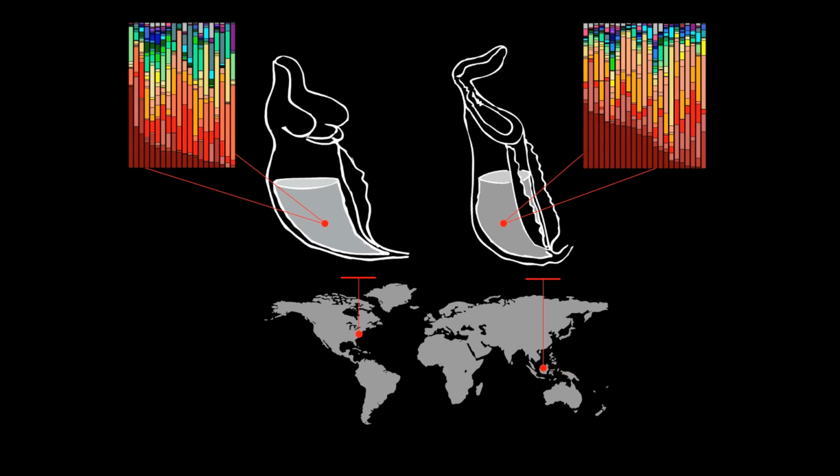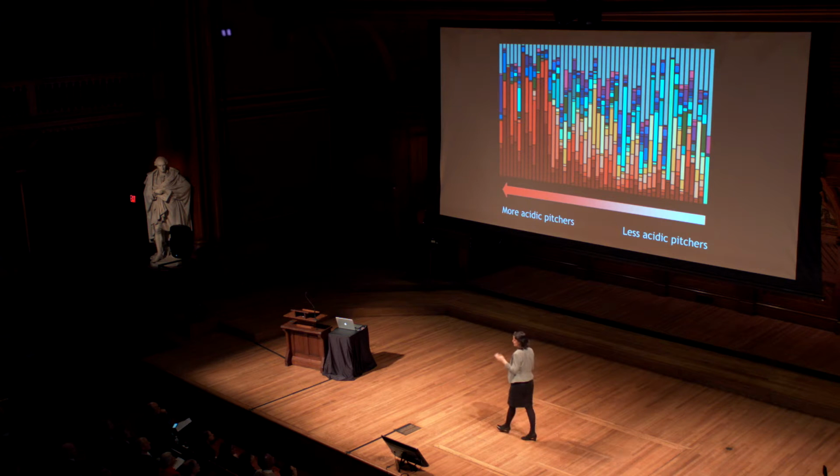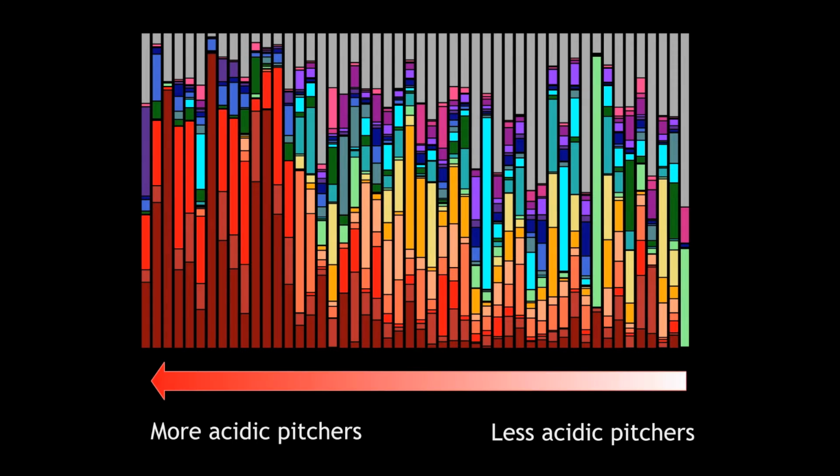I call this convergent interactions, which are interactions that are similar but have arisen independently. Unrelated pitchers on opposite sides of the Earth have somehow selected for surprisingly similar bacterial communities. How might they be doing this? One way is through acidity. I have found that the acidity of the pitcher fluid influences which bacteria colonize the pitchers.